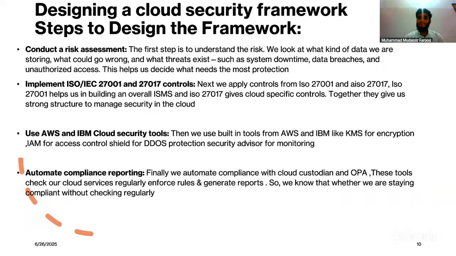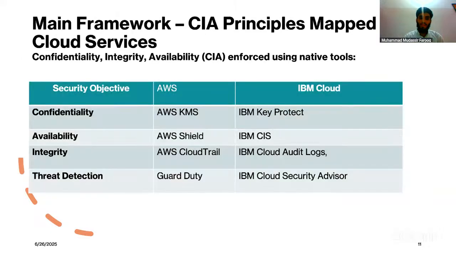After that, we will apply controls from ISO 27001 and 27017. And after that, we will use cloud security tools from AWS and IBM. And in the last stage, we'll automate compliance reporting with the help of tools like Cloud Custodian and OPA. Now here is the main framework, with some tools aligned with confidentiality, integrity, and availability.